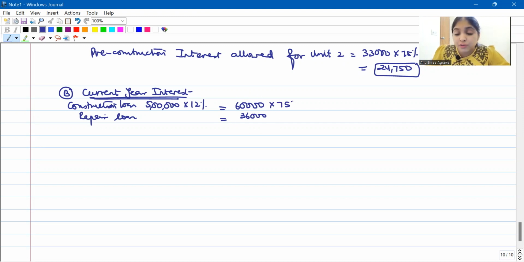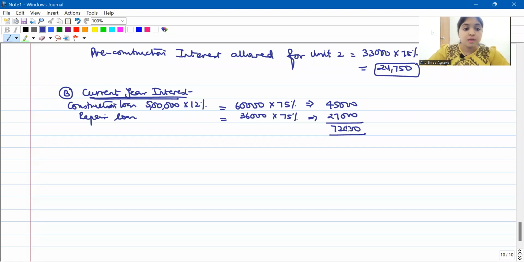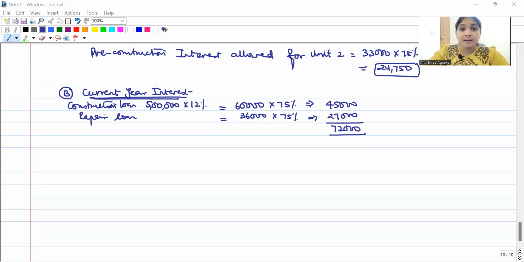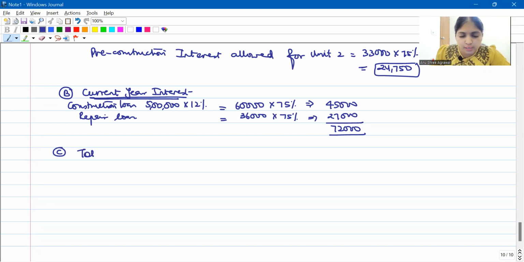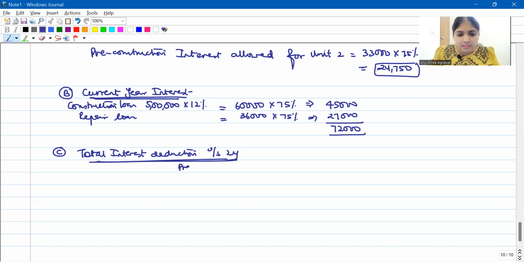But guys, these are for the entire property. But we are calculating only for 75% of the property. So 75%, how much will the interest be? For the construction loan, it's going to be 45,000. And for the repair loan, it's going to be 27,000. So what is the total current year interest, guys? 72,000. Now, if I'm going to ask you the total interest deduction allowed under section 24, that's going to be how much? How will you calculate this? Total. What's the pre-construction interest part?